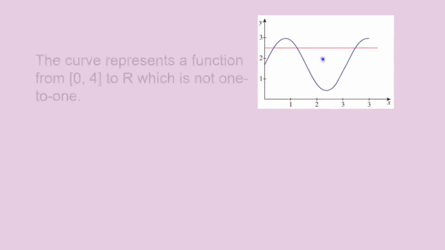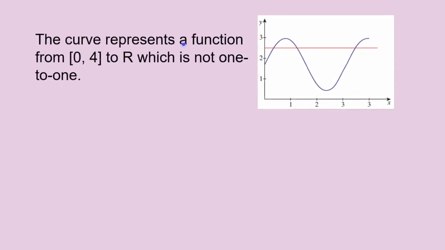Let us see the diagram. Here, the given curve touches the horizontal line at more than one point. So, the curve represents a function from closed interval 0 to 4 to R, which is not 1-to-1. So if it touches at only one point, we can call it a 1-to-1 function. Here, since it touches at more than one point, it is not 1-to-1.